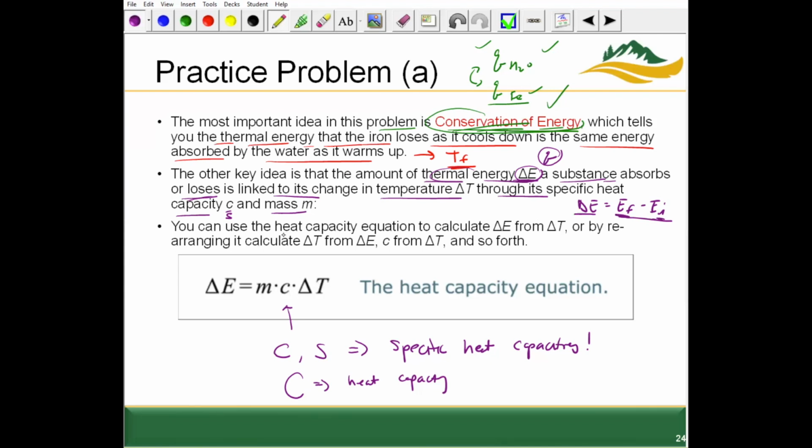So we can use the heat capacity equation to calculate the change in energy from a delta T, or by rearranging it to calculate a delta T from a delta E, or a C from a delta T, and so on. I'm going to show you how we can still keep thinking about it as far as Q equals mc delta T. In essence, this Q does represent the change in energy because it's based on how the temperature is changing. So let's keep going. Let's work towards solving this.